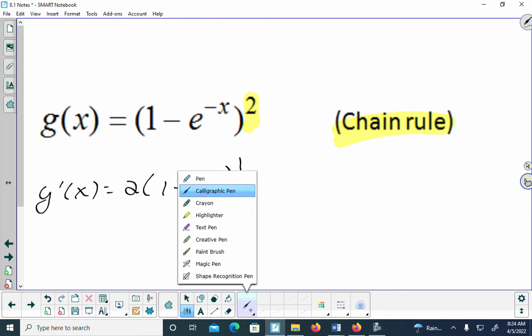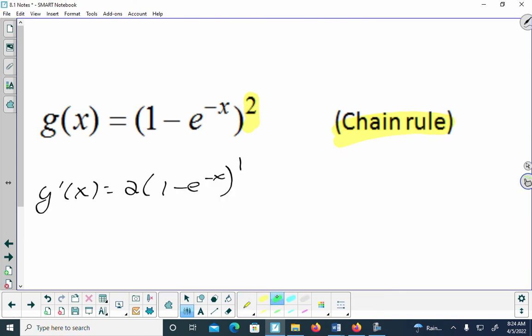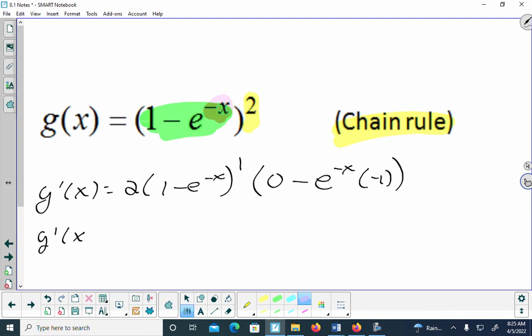Then the chain rule says that you look inside, so now I'm looking inside at this 1 minus e to the negative x, and I take the derivative of what's inside. The derivative of this 1 is 0. I'm going to write that just so you know what I'm doing. Here's that minus sign. The derivative of e to the negative x is going to be e to the negative x, and then I take the derivative of that negative x, which will just be negative 1. So then I'm going to have 2 times 1 minus e to the negative x.